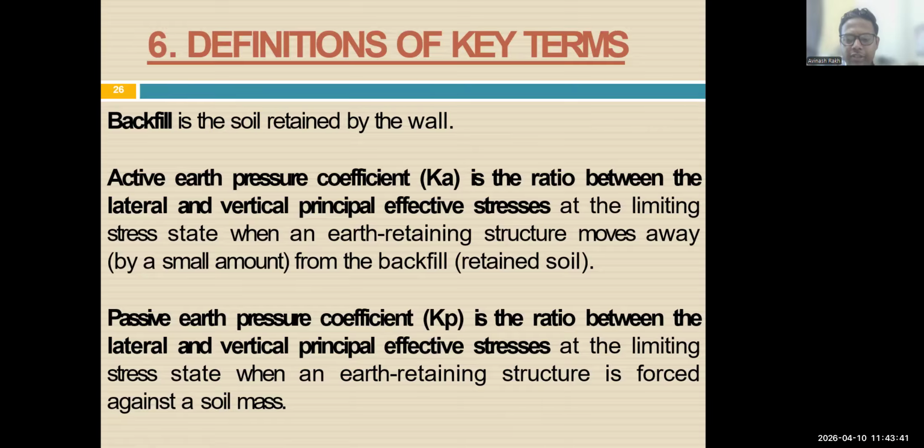Passive pressure Kp is the ratio between the lateral and vertical principal effective stresses at a limiting stress strain when an earth retaining structure is forced against a soil mass. So these are the definitions of active pressure coefficient and passive pressure coefficient.